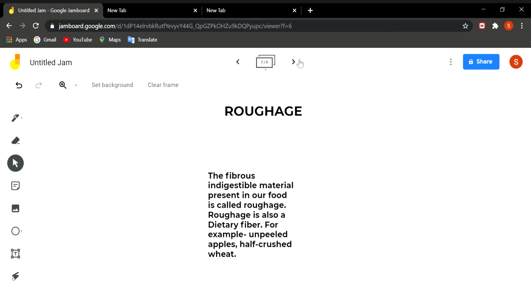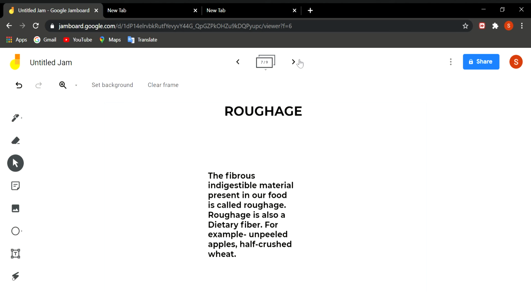The main sources of roughage in the human food are salads, vegetables, whole vegetables, fruits, corn, unpeeled apple, half-crushed wheat like porridge, and there is a natural plant called isabgol, the husk of which is also a good source of roughage.